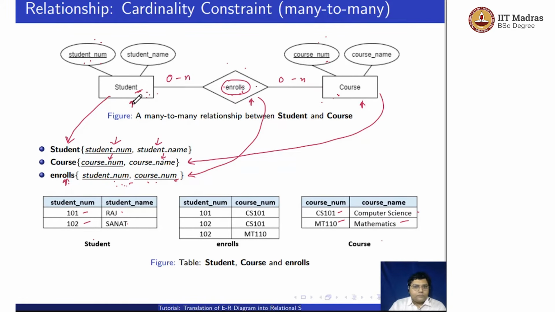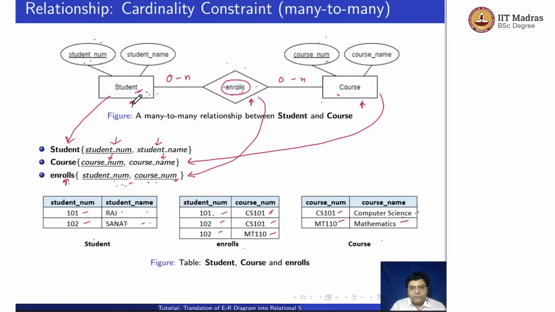Now, I say 101 and CS101 is a tuple in the enroll. So what does it mean? It means 101 Raj got enrolled for the course, that's CS101, that's computer science. Similarly, 102 Sanath has enrolled for CS101, that's computer science. Sanath has also enrolled, 102, for the course mathematics.